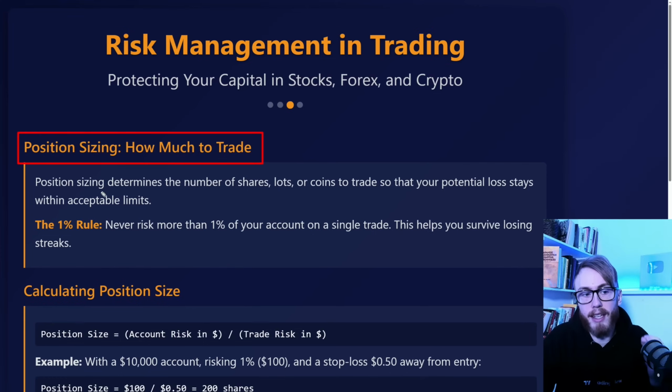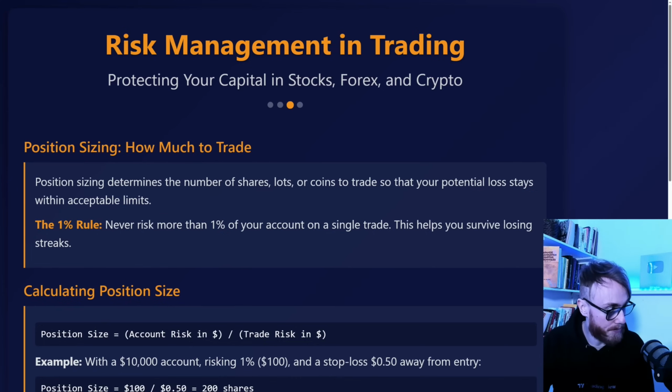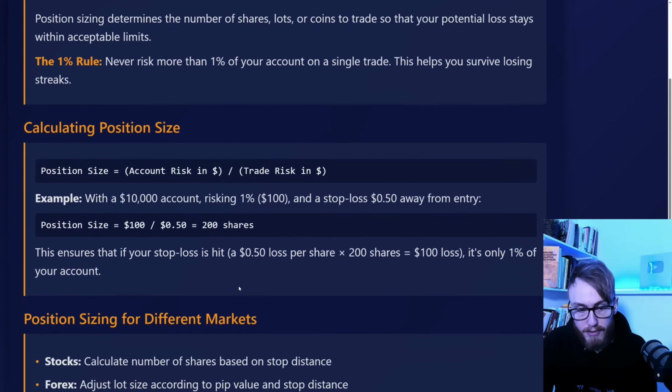As you can see, position sizing determines the number of shares or how many cryptocurrencies and so on that you should trade so that potential losses stay within good limits. A good rule for this is the 1% rule, or in other words, you should not risk more than 1% of your account in a single trade. This is a pretty conservative rule, but it's a good rule. If you follow it, you will not blow your account, which is a very common and devastating mistake that beginners make.